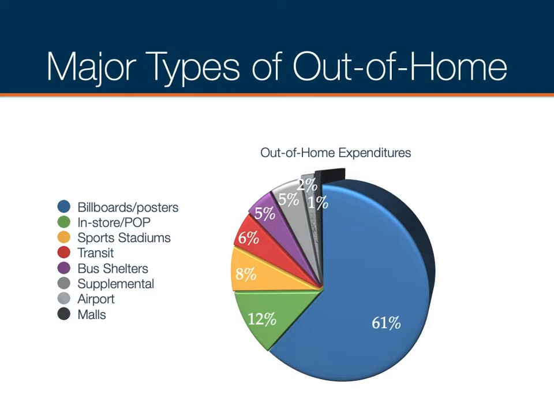This pie chart that I'm showing you is kind of typical data from 2018 in terms of the percent of expenditures for out-of-home advertising and what makes up this whole share of the whole advertising budget. Transit advertising is going to be going lower, bus shelters, all of these are going to be probably tremendously negatively impacted by the coronavirus this year.